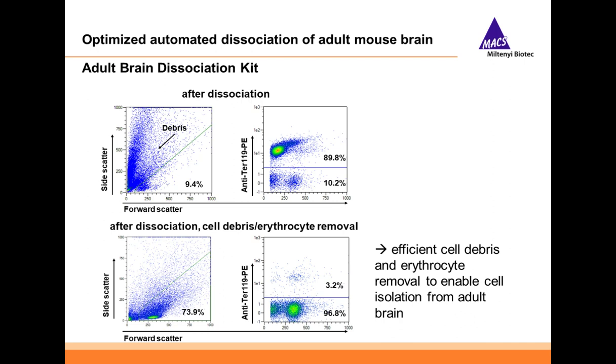Here you see an example of a dissociated brain after the dissociation. In the upper row, you see it directly after the dissociation, and although the dissociation was optimized as far as possible, we still see a considerable amount of debris, as you see in the first plot in the upper row in the forward side scatter, and also a high percentage of erythrocytes. It's very important to deplete this debris and the erythrocytes to perform a successful cell separation afterwards. In the lower row, you see that after the cell debris and erythrocyte removal, the debris and the erythrocytes were efficiently depleted, so that you have a high percentage of target cells. Then you can go on with your cell separation, which will then be really successful.